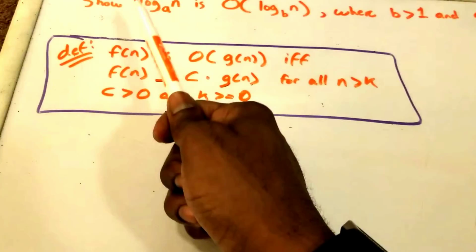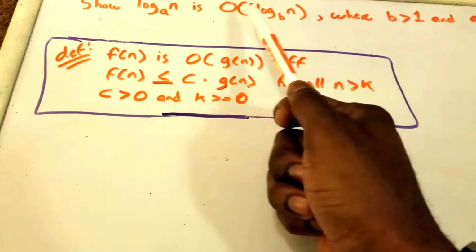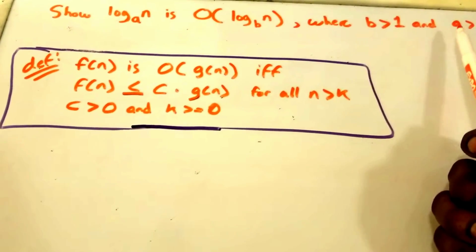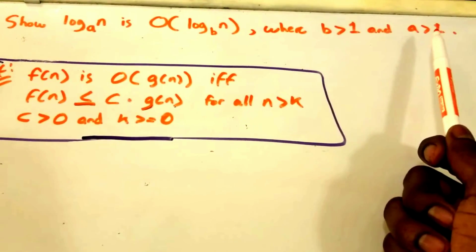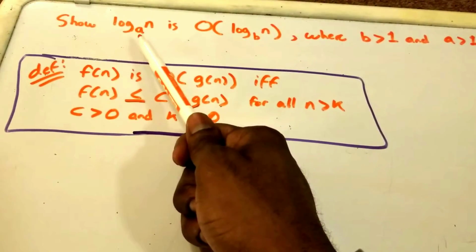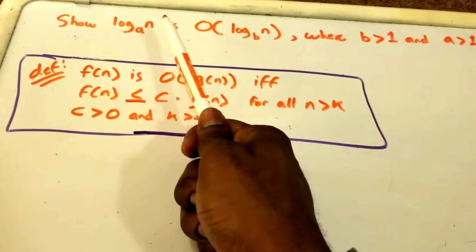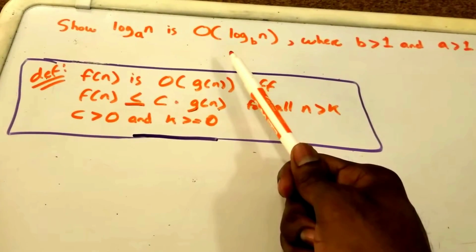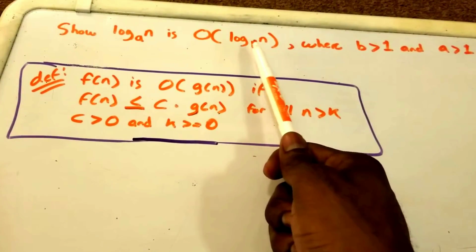All right, and we want to show that log base a of n is big O of log base b of n, where b is greater than 1 and a is greater than 1. Okay, so a is just some constant. So a could be 2, so we could have log base 2 of n, and our b could be 5, so that could be log base 5 of n.